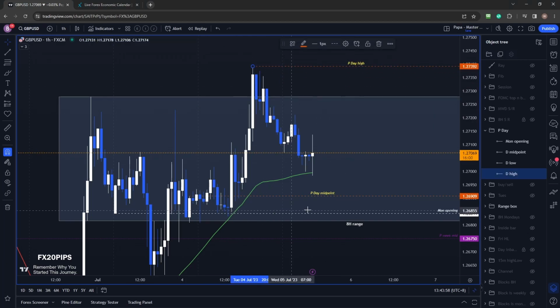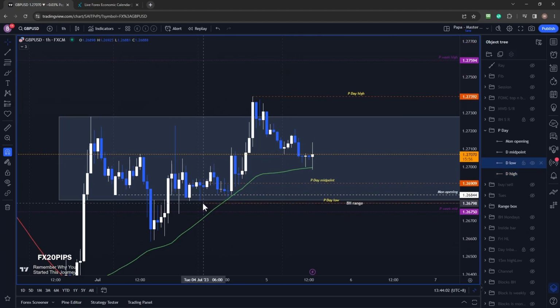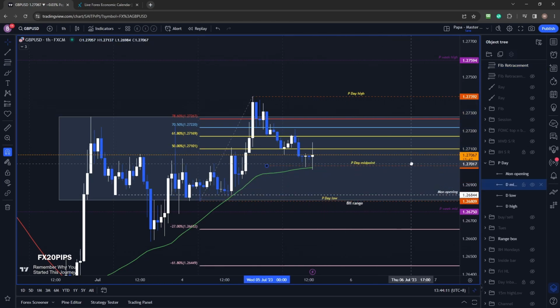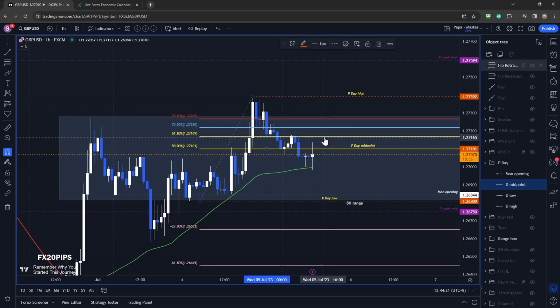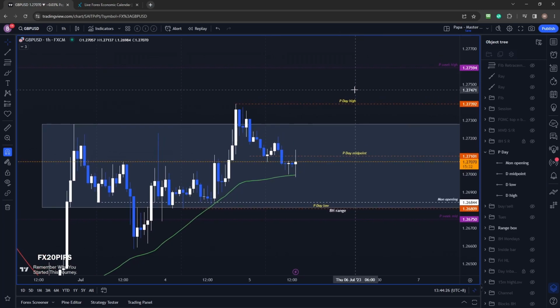Got the high, what's the low? Okay, we got the low right here, and let's find the midpoint from here to here. We have the 50% at 1.27101. There we have it. Right, so that's the daily high and low.